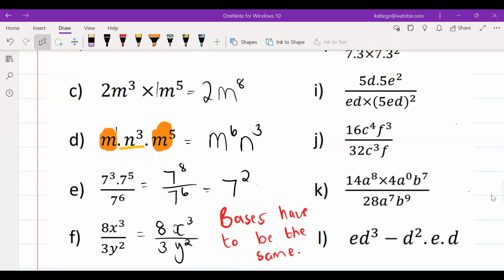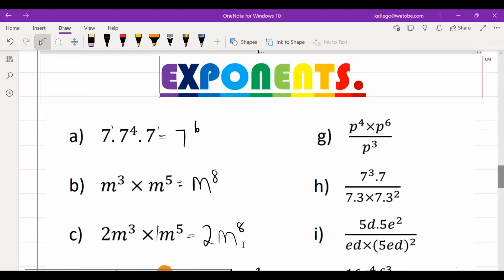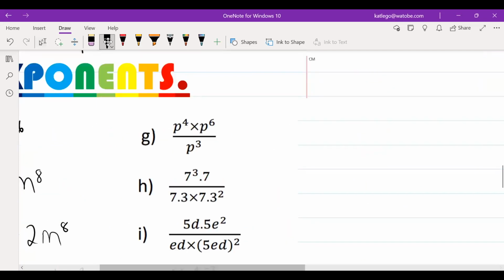4 plus 6 is 10. Okay, we're already halfway with answering the next one. So in our numerator, we're going to have p to the power of 10 divided by p to the power of 3. So what is my final answer? Yay! You guys are really doing well. So it's going to be p to the power of 10 over p cubed, and this will give me p to the power of 7. Now let's see with H.